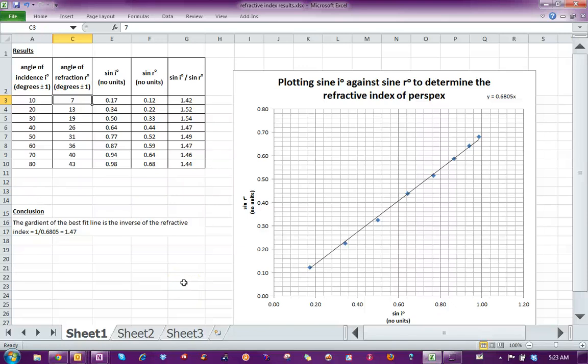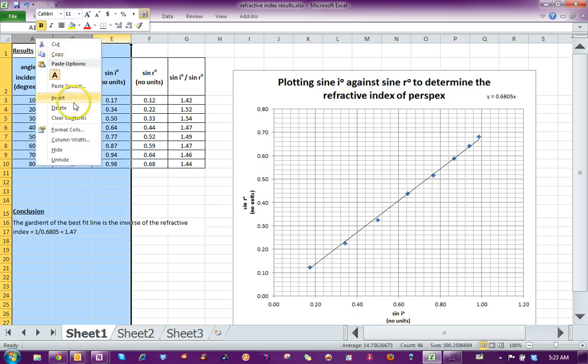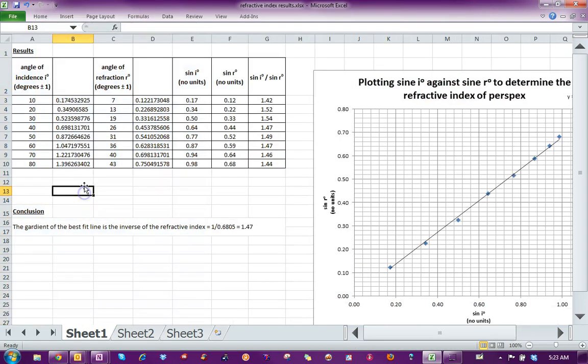Okay, year 10s, I've just come across a problem when I was teaching set 2s. I realized that Excel does not recognize degrees, so you need to convert your angles into radians. So if I show you how I did that, I'm just going to unhide these columns.